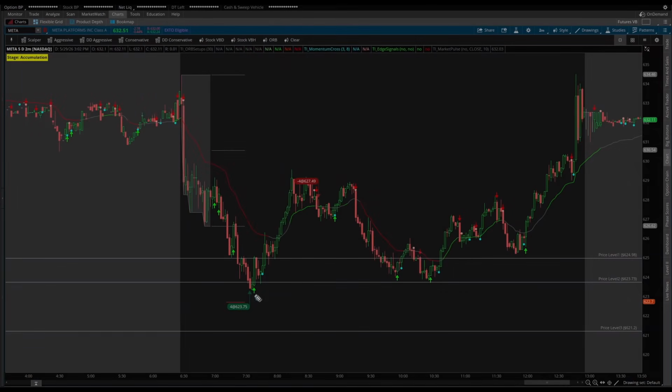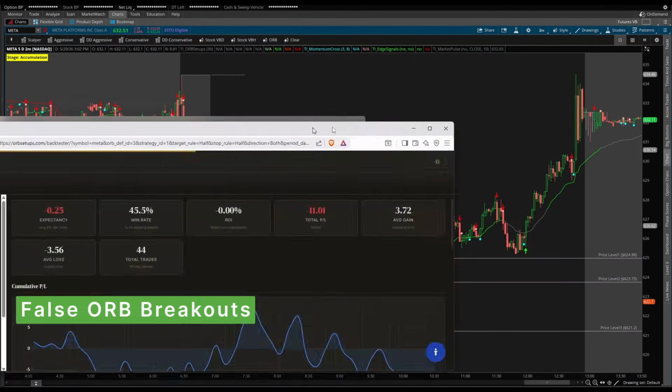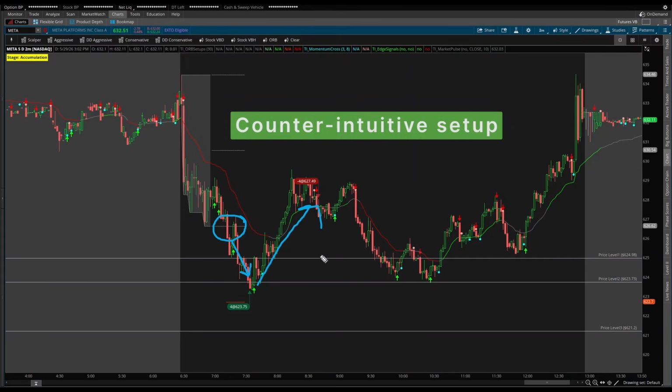In this video, I'll show you how to spot false breakouts very easily using some simple data tools. The whole idea is looking at the morning opening range breakout. In this example inside of Meta, we had a short side breakout, but instead of playing the short side breakout, we're playing the long entry instead.